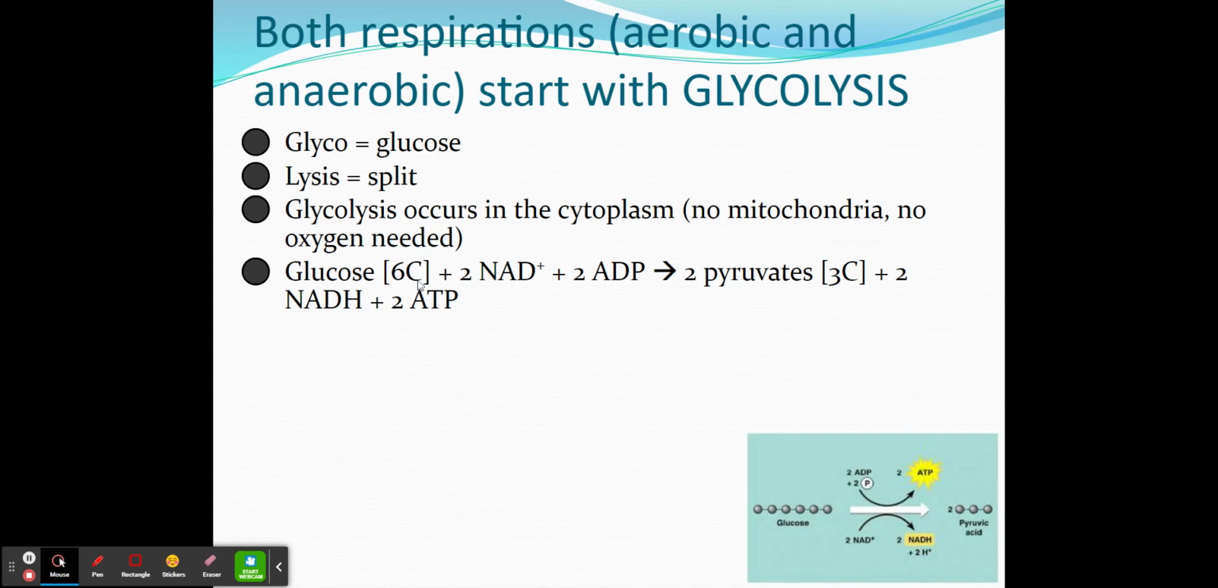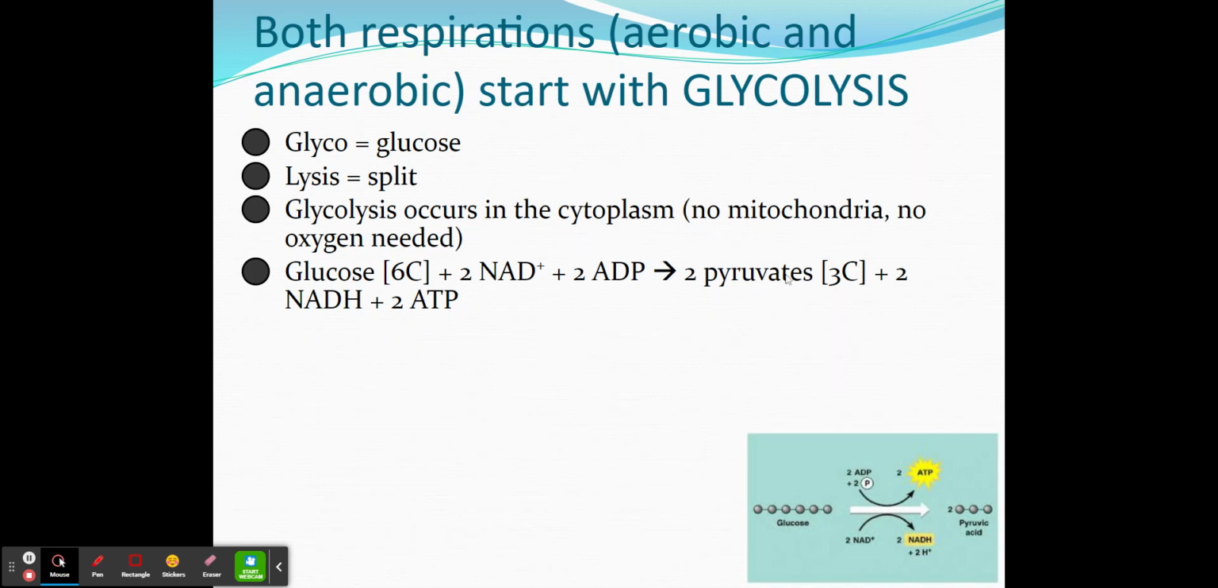So the whole process, we're going to make 2 of everything. We're going to take a 6-carbon compound and we're going to exactly split it in half. Notice no CO2 is made. We haven't lost any carbons as gaseous CO2. We're just taking a 6-carbon compound and splitting it in half into two 3-carbon compounds. We're going to energize 2 low energy NADs into NADH, and we're going to energize 2 ADPs into 2 high energy ATPs. So just remember 2, 2, 2.